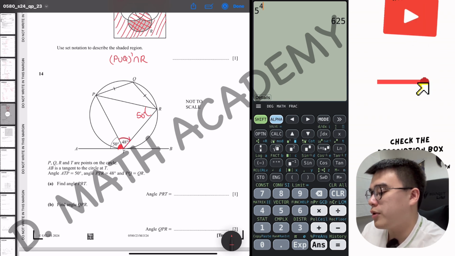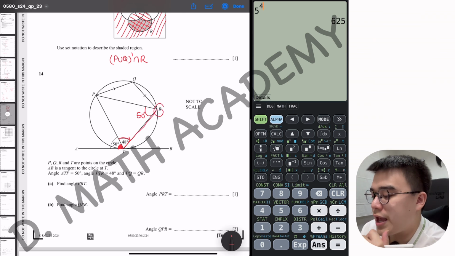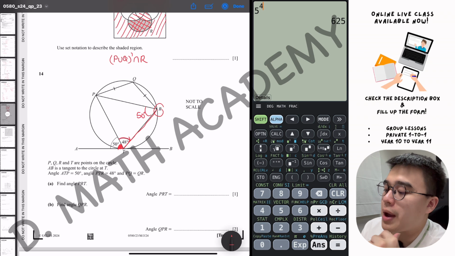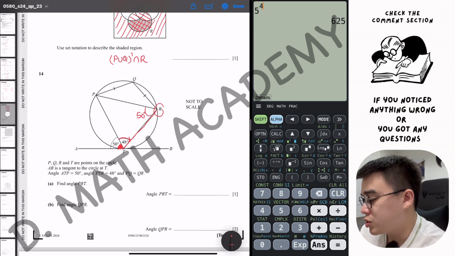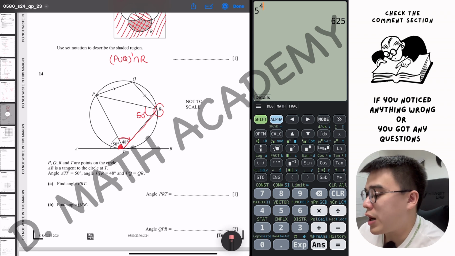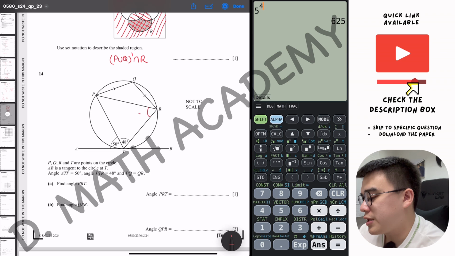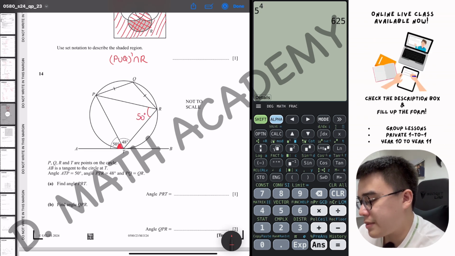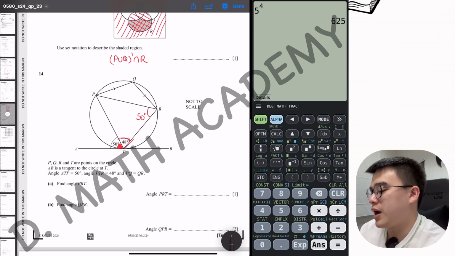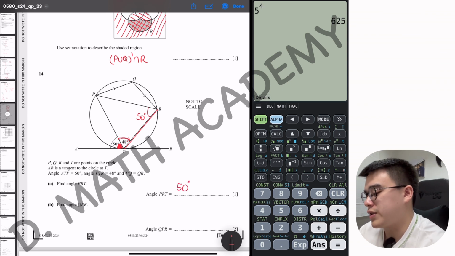So when I point all the way up, this ending right here is where my 50 will be transferred to. So this is how you actually navigate through the alternate segment theorem, knowing that the answer is 50 degrees. Just like that. Remember the steps: you're transferring this angle to the line and the end of it. So that's how you find 50 degrees.